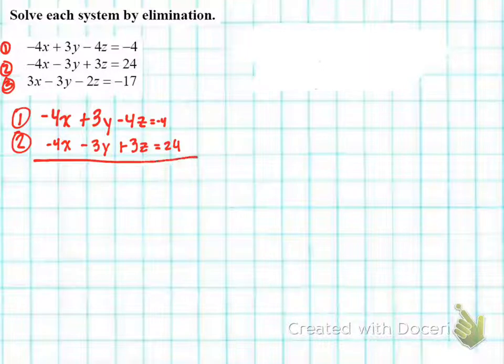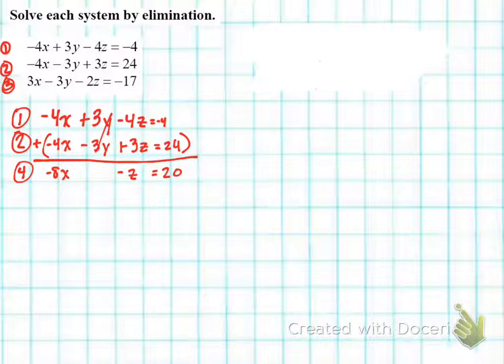I want to know how do I eliminate these y's. So I'm going to add the second equation because I know if I do that I eliminate these y's here. So negative 4x plus negative 4x is negative 8x. The y's are eliminated. Negative 4z plus 3z is negative z, and then negative 4 plus 24 is positive 20. Okay, so I just made a new equation. This is equation 4. Okay, continuing on.